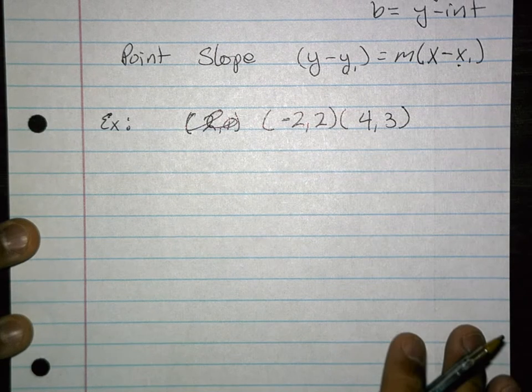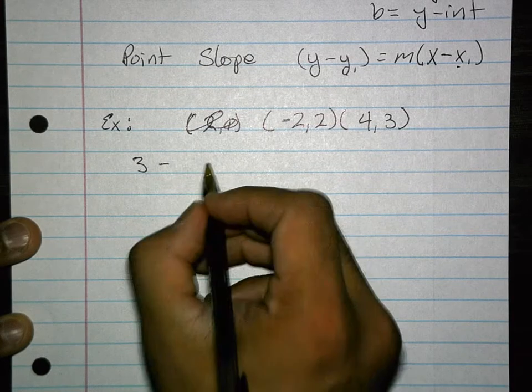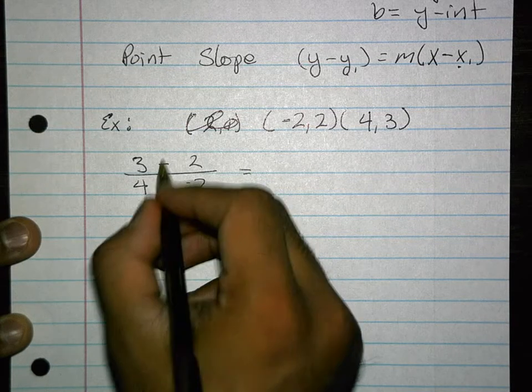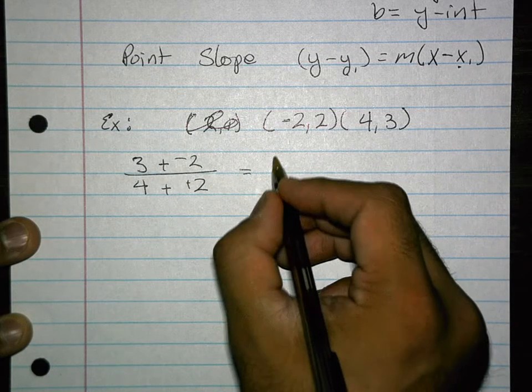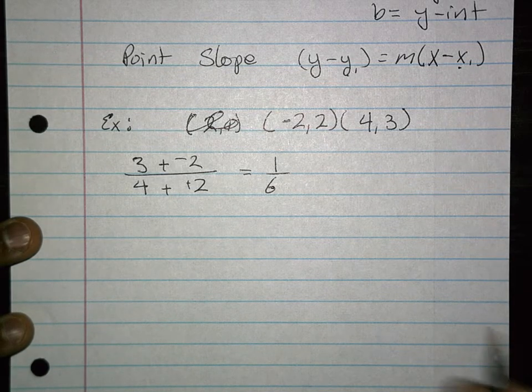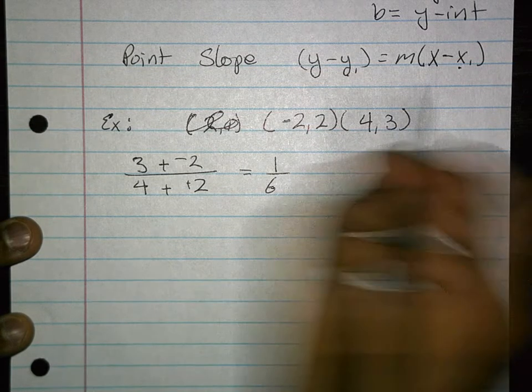So the first thing I'm going to do is find the slope, and I'm going to say, okay, 3 minus 2 all over 4 minus negative 2. And that's going to equal 1 over 6. Okay. So now I have a slope. Now I need a point on that line to actually draw the line. So now I need to pick a point and use my point slope form up here, right?